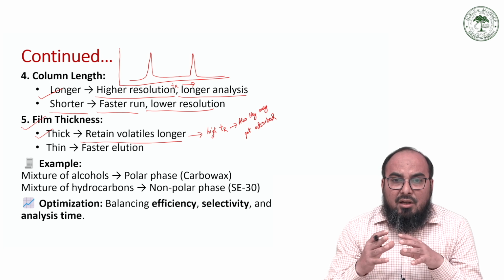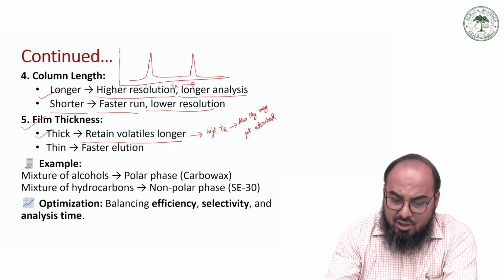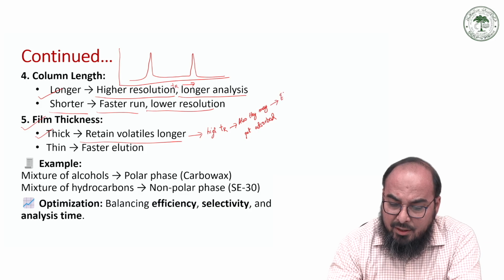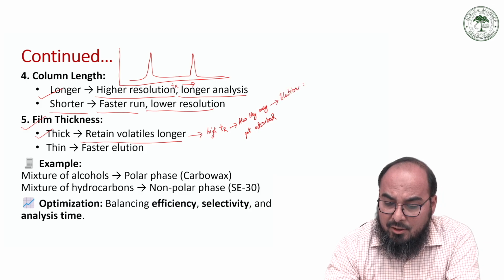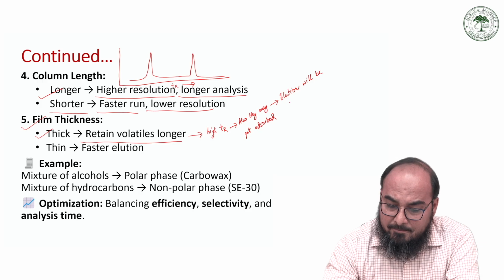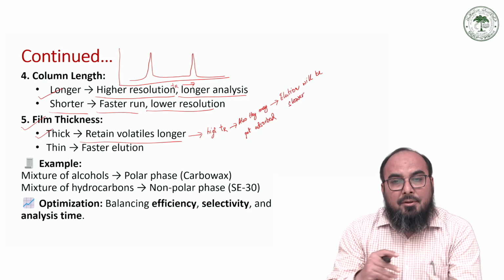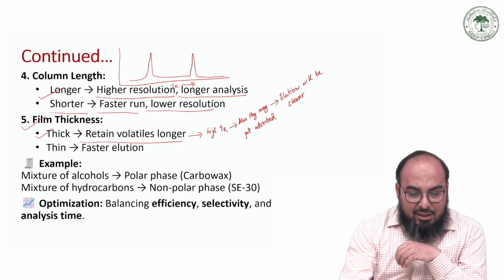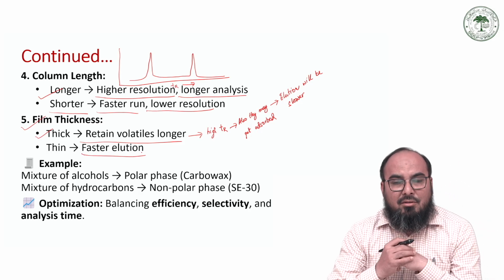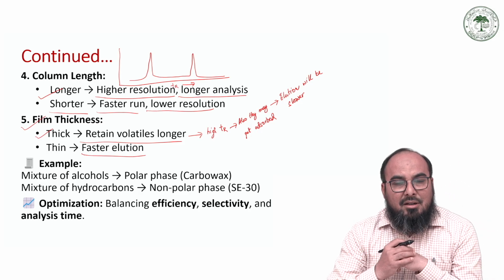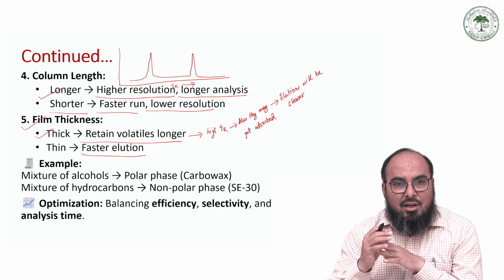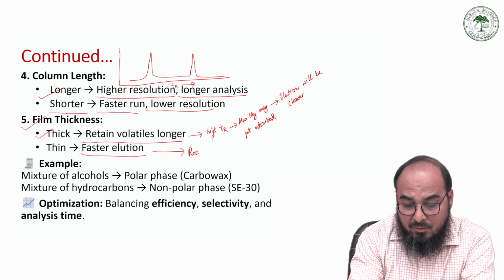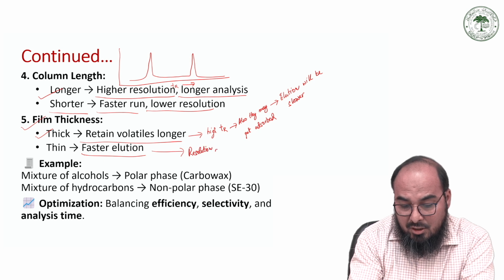Similarly, because of high TR, your analysis time is high, or you can say elution will be slower. Okay, but if you take a thin film, then of course you will get faster elution. But because of the faster elution, resolution may be compromised.